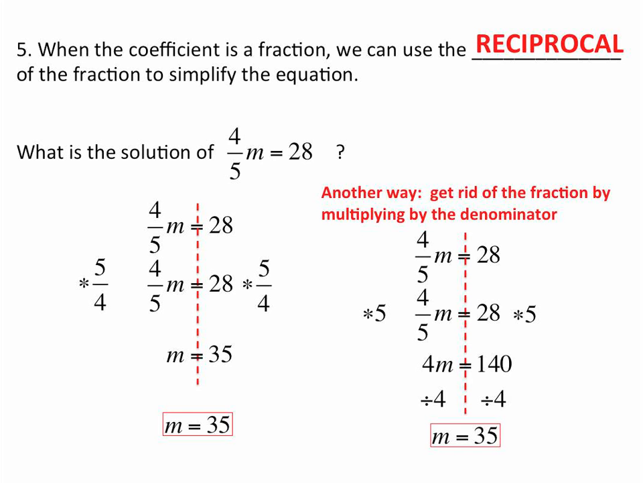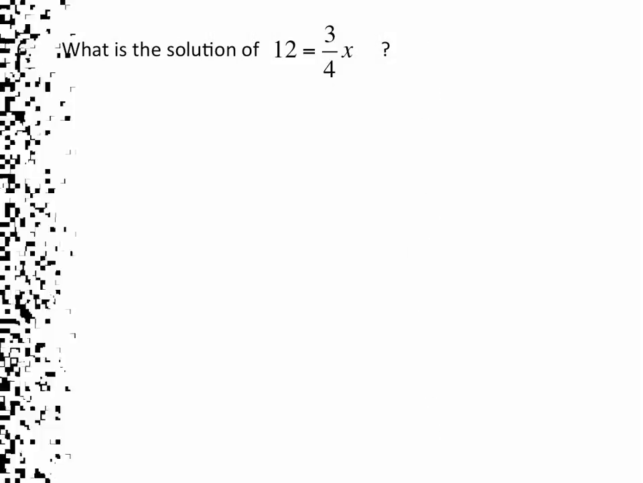So if you can handle the reciprocal idea, do that. For me, I just multiply through by the denominator and then go from there. All right. So here's another example of that same idea.